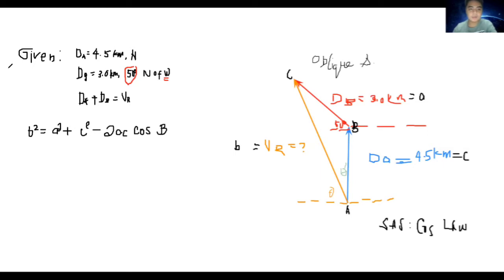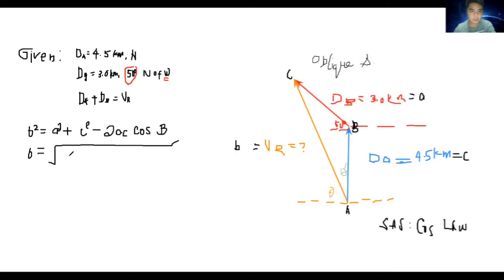Okay, let us identify the specific given. Let us substitute the given in the oblique triangle. What is A squared? B squared. We do not have any B squared, but let us isolate B, I mean. So magiging square root yan. Ayusin natin yung magiging square root yan.